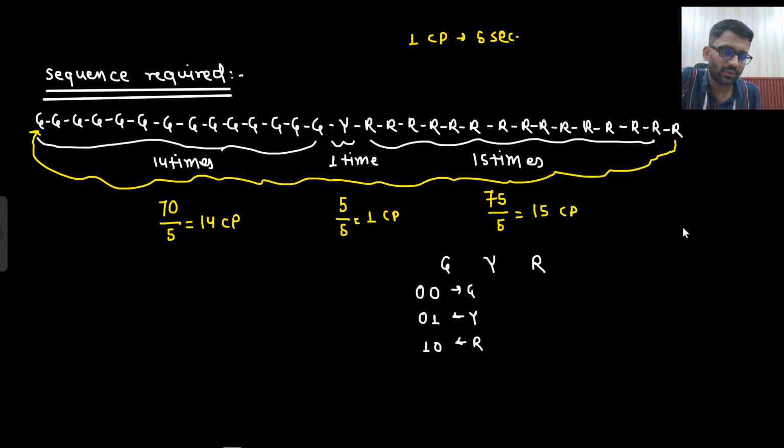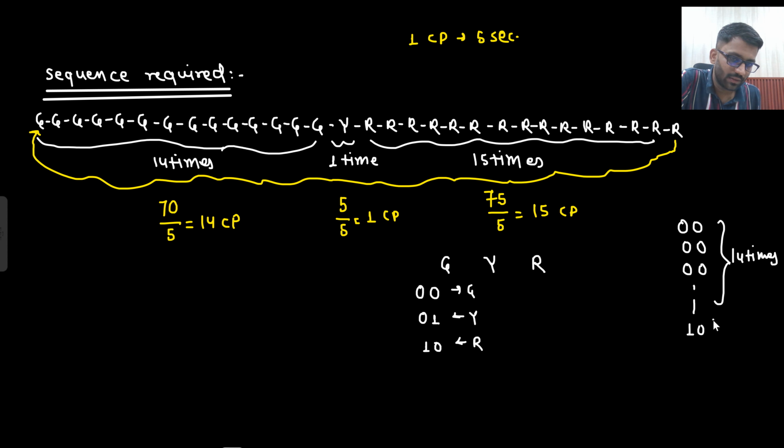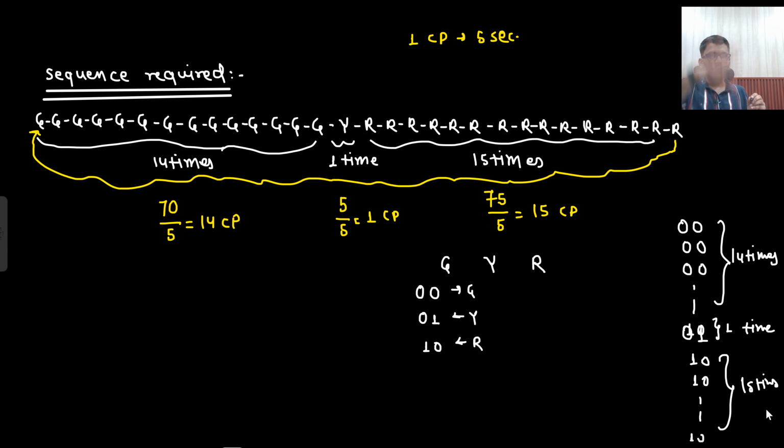Okay. Now the scene is, first I need green, then another green, then another green. In that manner 14 times I need green. Then I need yellow one time only, yellow is 0 1, and then I need red. How many times? 15 times. Say yes or no? Till this everything is clear.